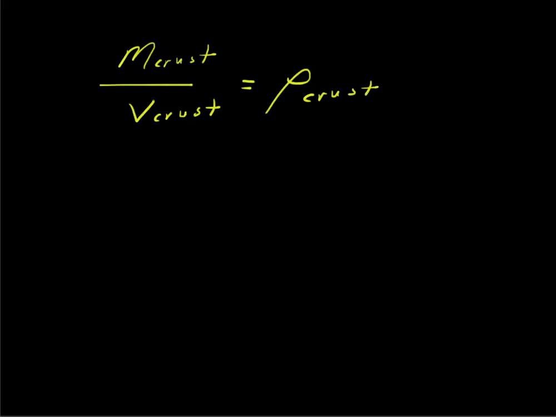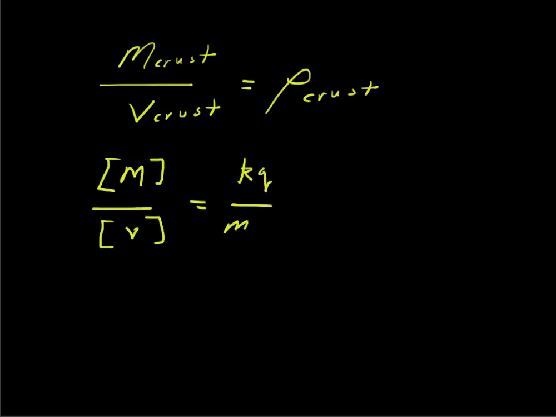And in order to calculate this, we have to be units consistent. So the units, and we often use brackets to represent units, would be kilograms. And generally when we're dealing with kilograms, we're using meters as our measurement of length. So we'd have a density of kilograms per cubic meter rather than grams per cubic centimeter.